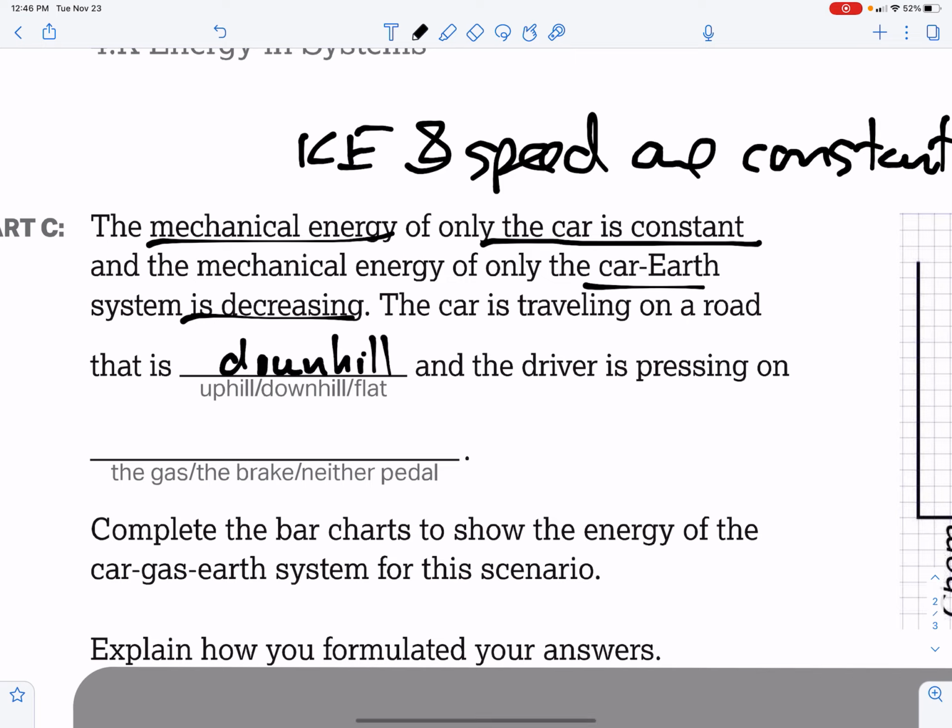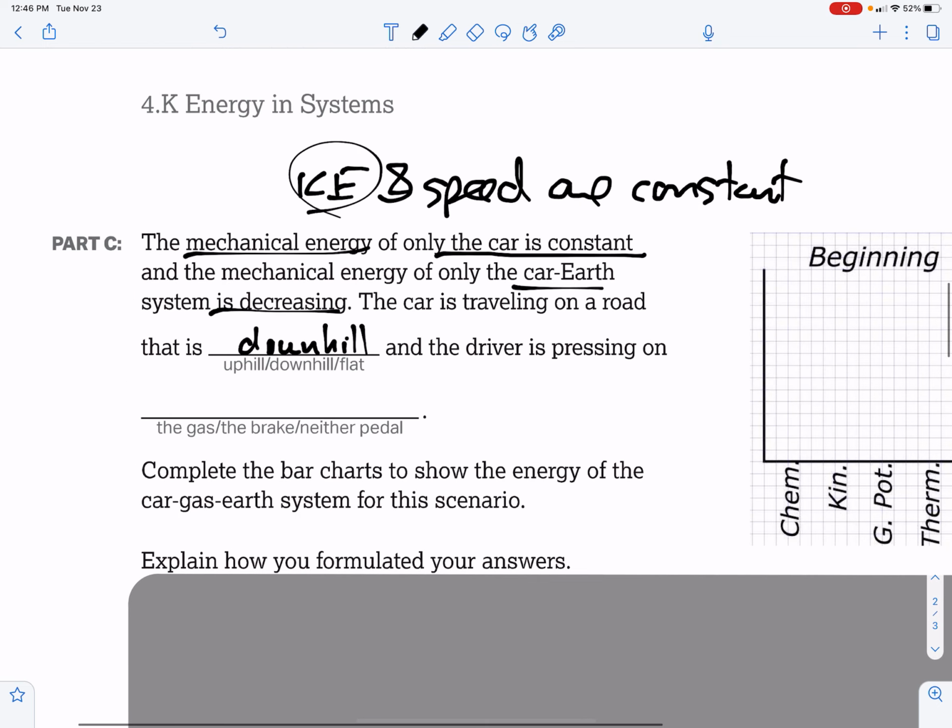Actually, only one thing possible. I'm going downhill, right, to have the car-Earth system decrease mechanical energy, because the car-Earth system is relating to gravitational potential energy, and the mechanical energy of the car remaining constant is telling you that the kinetic energy of the car is remaining constant.